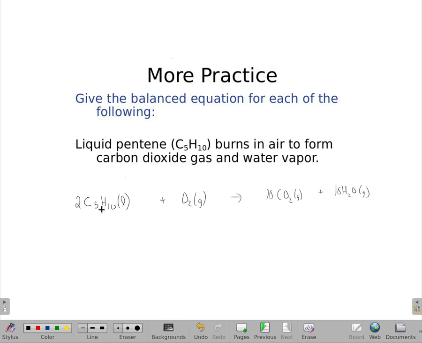Because 2 times 5 carbons is 10. 2 times 10 hydrogens is 20. And now we have 20 oxygens plus another 10. We would need 15 O2s. So a whole bunch of molecules to do that. But that is now balanced, has our phases, looks awesome as a balanced equation. All right, have fun practicing these.